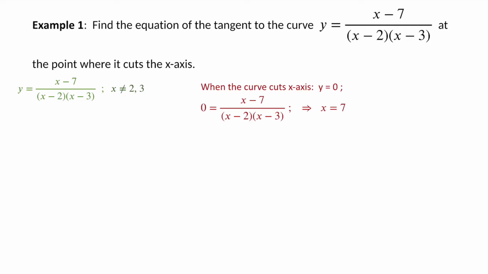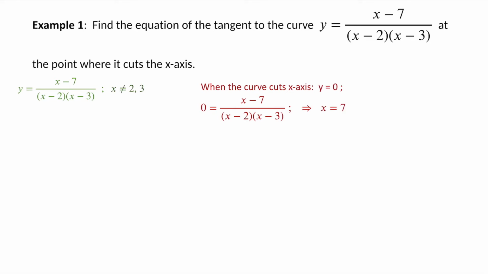Okay, so let's now find the coordinates of the point where this cuts the x-axis. We know that y equals 0 everywhere on the x-axis. So we simply plug that back into the equation of the curve, and we can easily see that x equals 7 at that point. So the coordinates of that point are (7, 0).